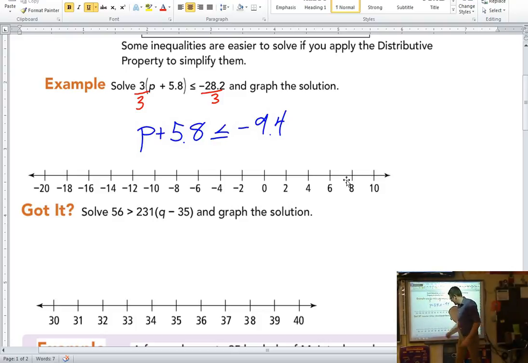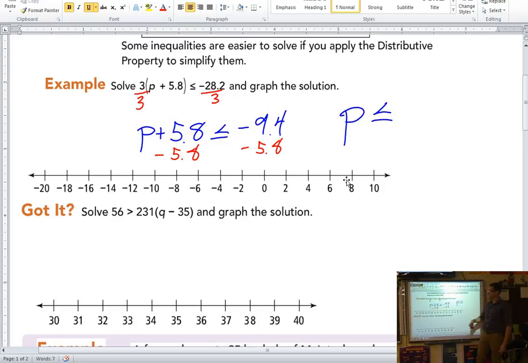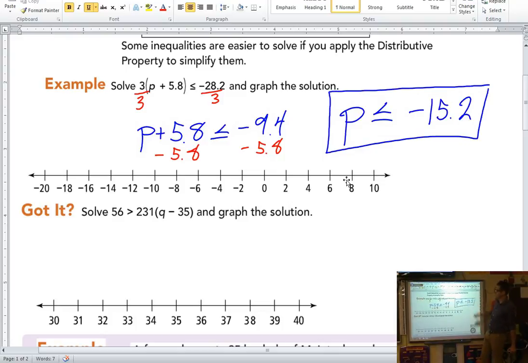So this is the easier, it's not like right versus wrong. This is the easier way to solve these, is don't distribute. So now P is less than or equal to, because I did not multiply or divide, I subtracted. Negative 15.2. Careful. Negative 15.2. Now we want to graph this.